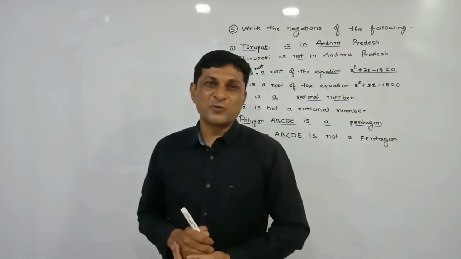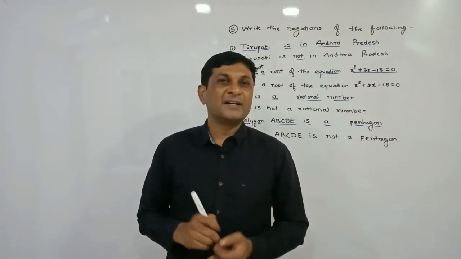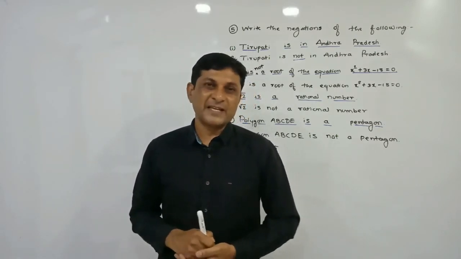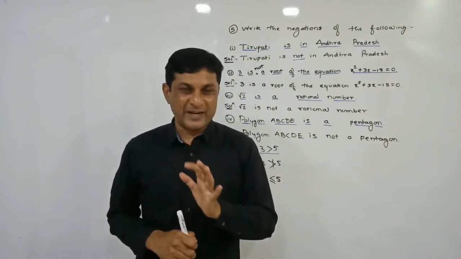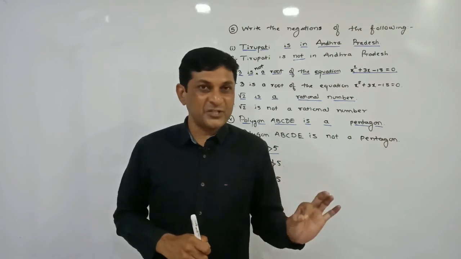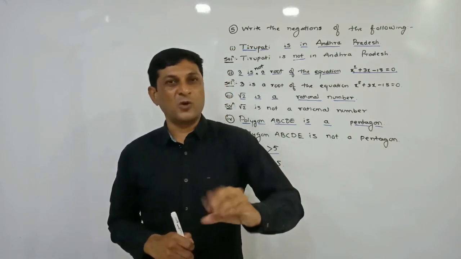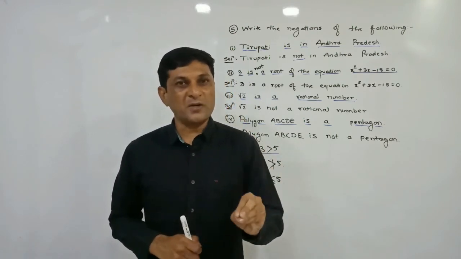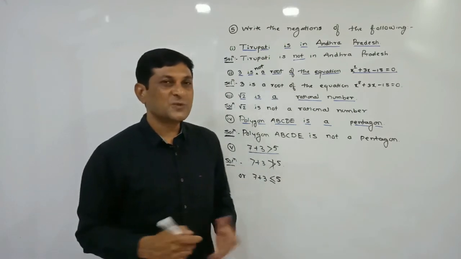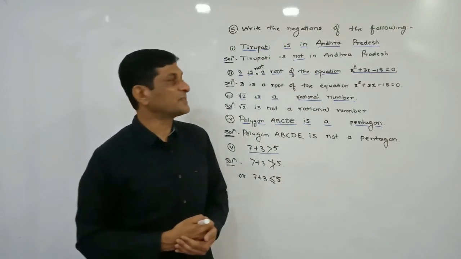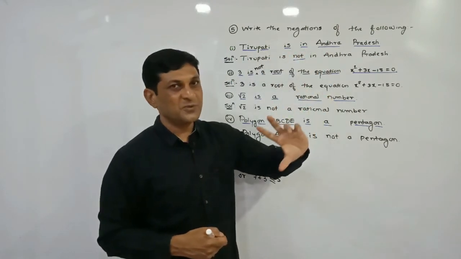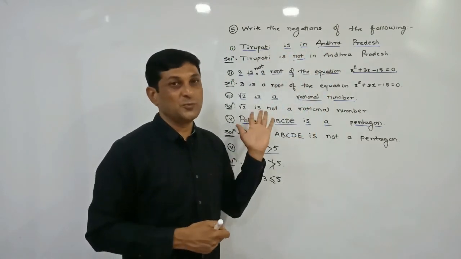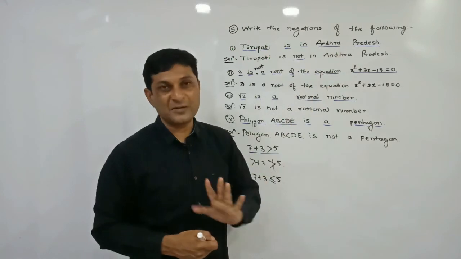Now let us try to solve the question number 5. Last example from this exercise, in which we are finding negation of the given statement. We have already seen that negation is the alternate word for what? Not. Means we have to use not in the given statement. So very easy examples are there. So see the first example, Tirupati is in Andhra Pradesh. So we have to use not in this statement, means Tirupati is not in Andhra Pradesh.